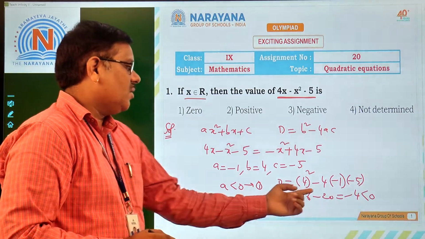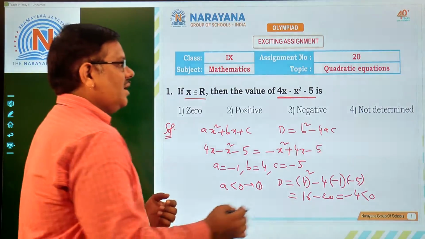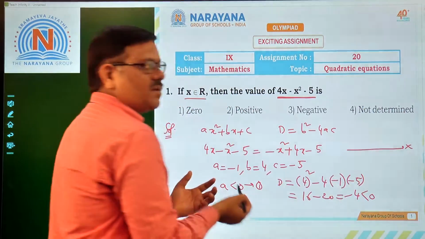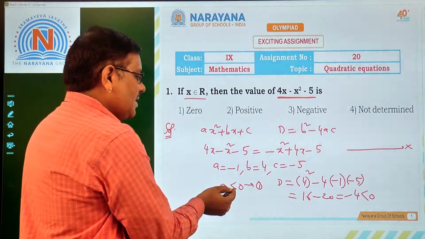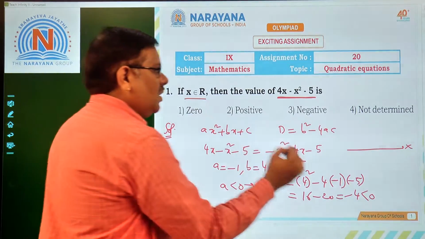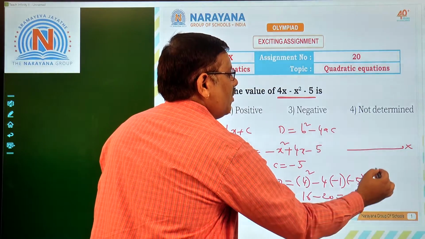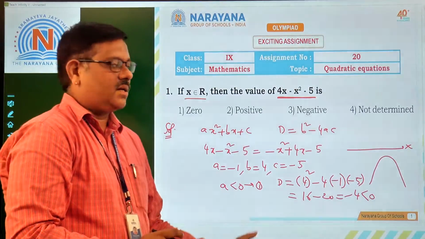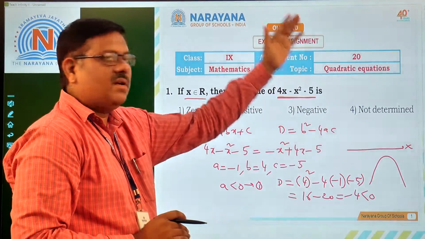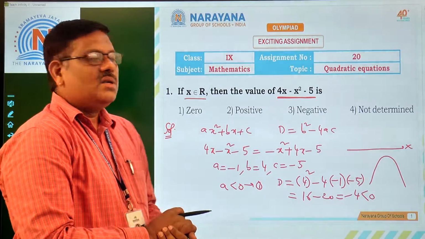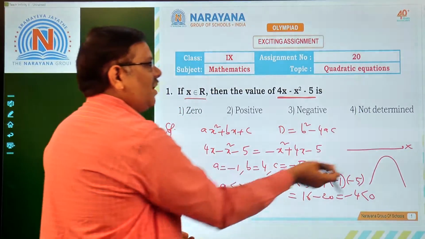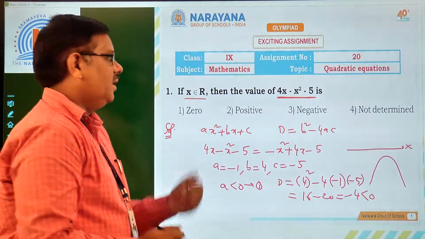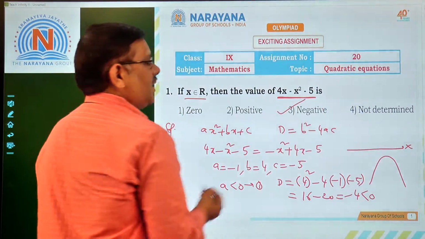Whenever a is less than 0 and the discriminant is less than 0, if you take this as the x-axis, of course the y-axis can be anywhere, the quadratic curve, that is the parabola, lies entirely below the x-axis. It never touches the x-axis or goes beyond it. So in this case, we all know that if the curve is below the x-axis, the entire region is said to be negative region. So here the answer for this question is negative.